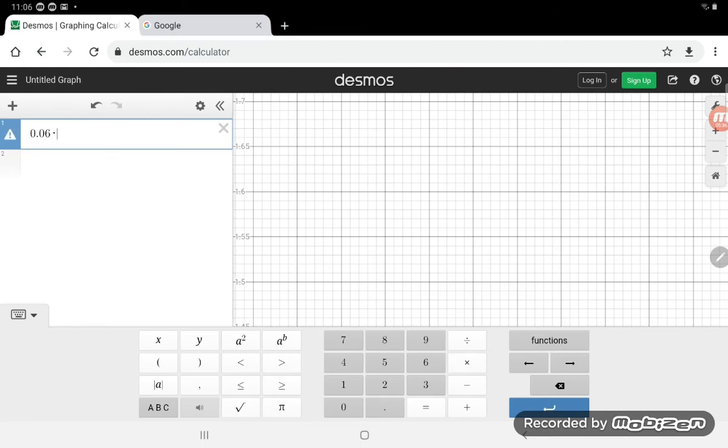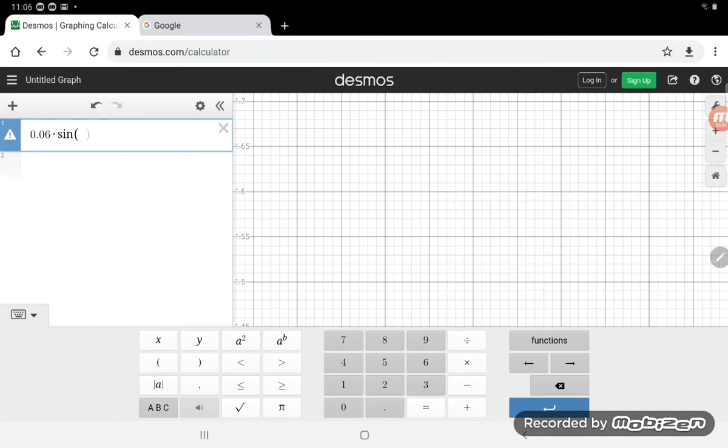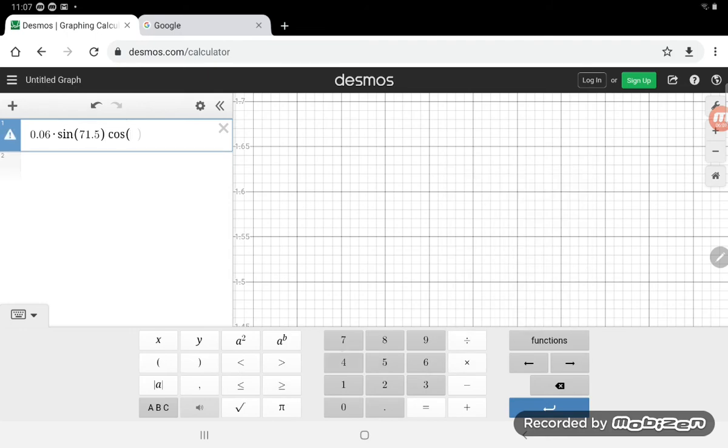times the sine function. So I can find the sine function here. Now I have to be a little careful here. This is going to be the wrong answer to start with, because I'm using degrees here, but Desmos assumes radians. So I'm just going to type it in first and then go switch it. Then I need the cosine of 71.5 degrees.